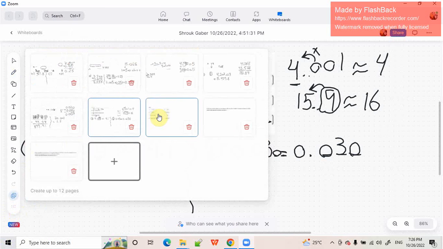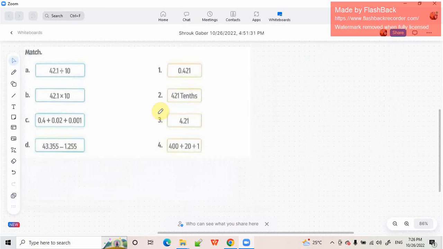Okay, let's start the next one. Here he wanted to match the correct answer. Let's take the first one. Here I have 42 and 1/10 divided. When we make divide, the number decreases. So one digit will move from the whole part to the decimal part. Okay, I will take it to the decimal part. The answer will be 4.21 because I will take one digit, that's 2, to the decimal part. The answer will be 4 and 32.